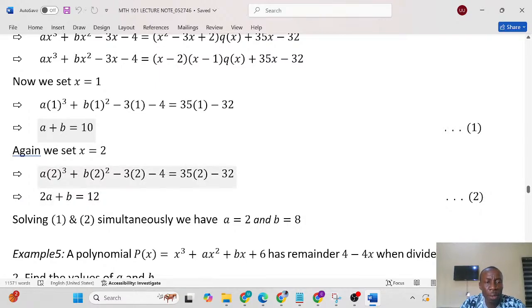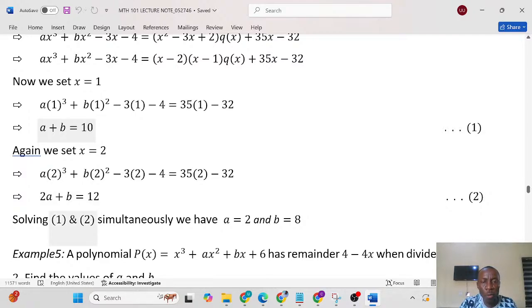for the left-hand side, 8a plus 4b minus 6 minus 4. It gives us 35 times 2 minus 32. So we have 8a plus 4b minus 10 equals 70 minus 32. If you divide by 4, you're going to have 2a plus b equals 12.